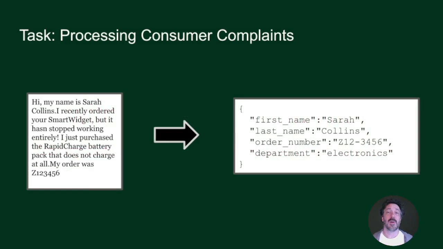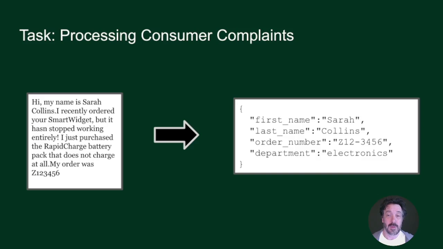So this is an example of the kind of problem that we have. Here we have a customer complaint. The user mentions their name, they talk about what they ordered, what's wrong with it, and then at the end they put an order number. And we need to transform that into JSON that has some of this important information all parsed out.